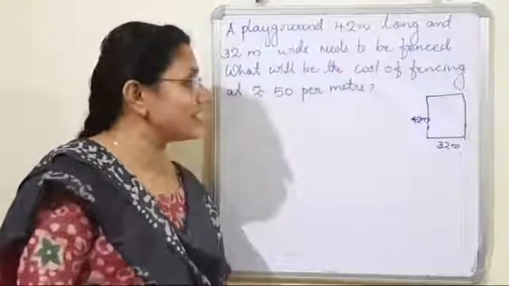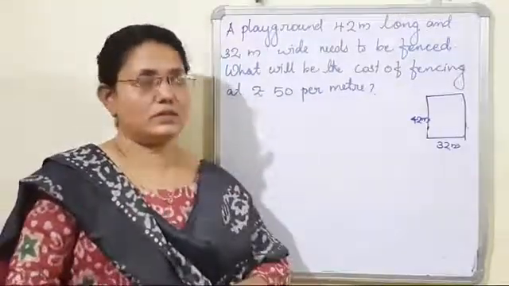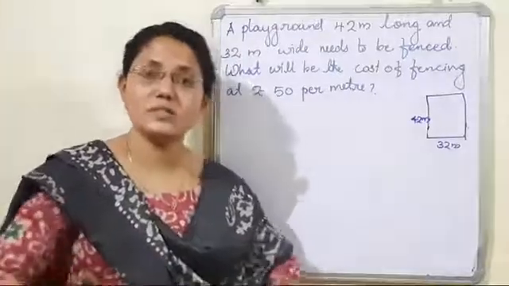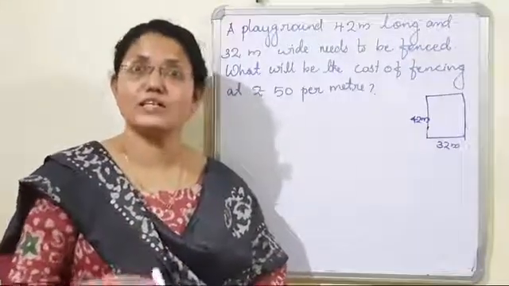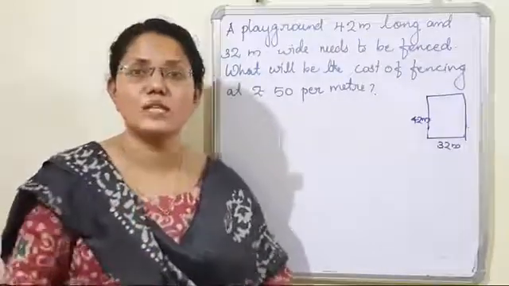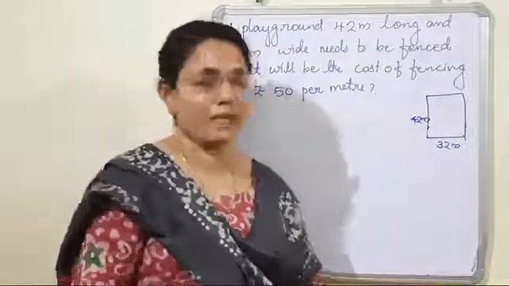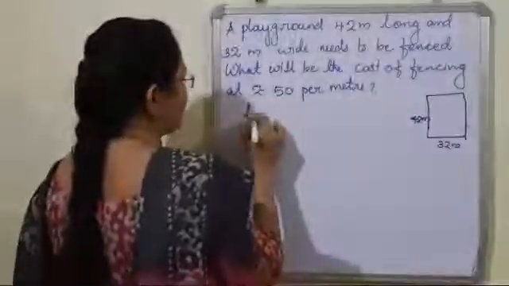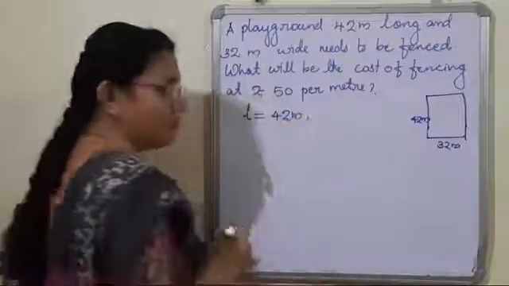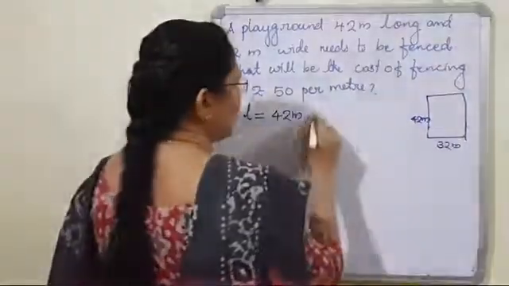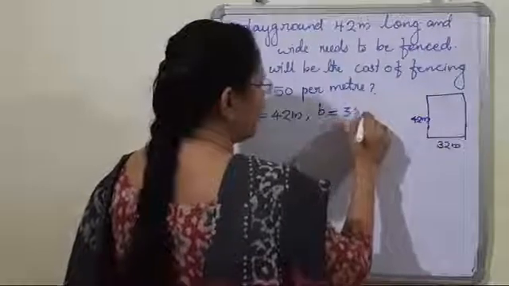Here, a rectangle is given. Its length and breadth is also given. To fence around this playground, what we have to do? We should find the total length of this playground. Means we should find the perimeter of the playground. First, length and breadth is given. Length is 42 meter. When you are getting a word problem, first itself, what is given in question, you have to write. Then breadth is given as 32 meter.